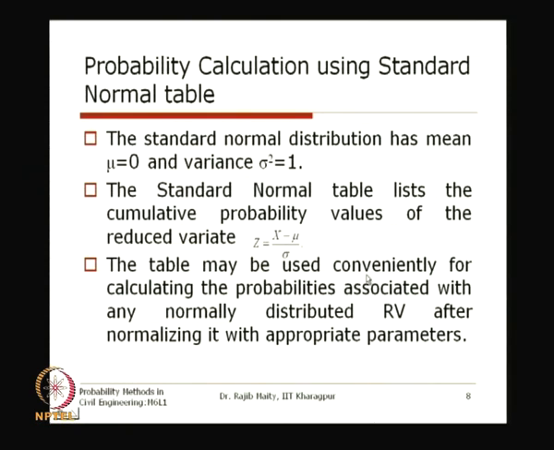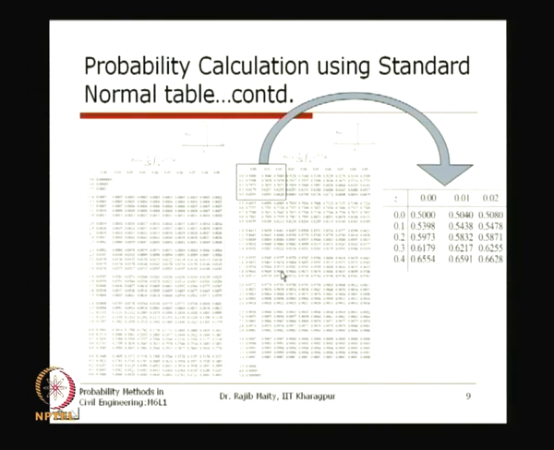Now, the table may be used conveniently for calculating the probabilities associated with any normally distributed random variable after normalizing it with the appropriate parameters. What is meant by appropriate parameters is that we take the mean of the original random variable x and divide by the standard deviation of the original random variable x. Before we discuss this further, we will see for the standard normal distribution how the integral values or the standard statistical table is available to us.